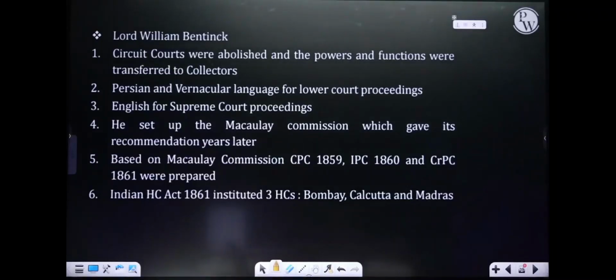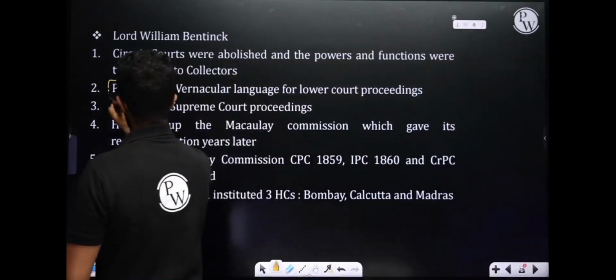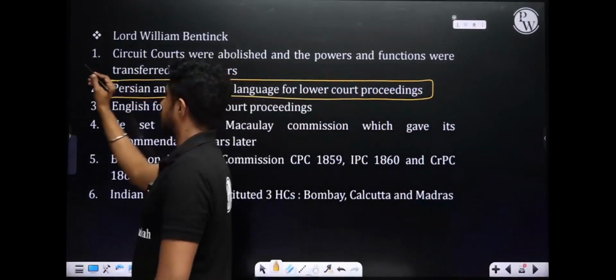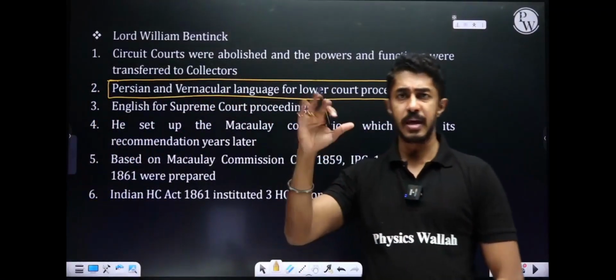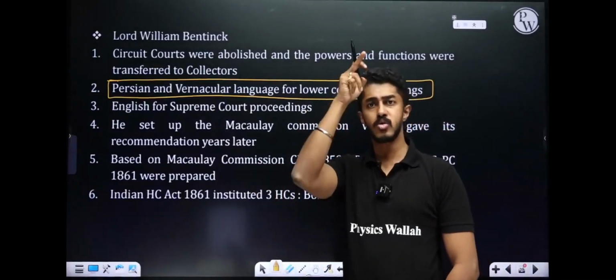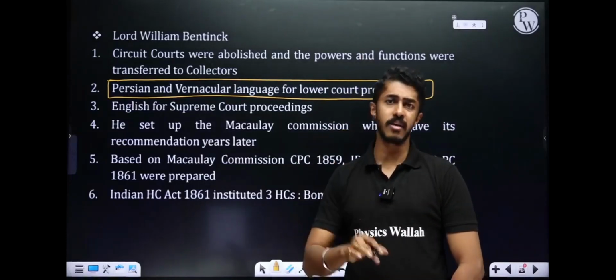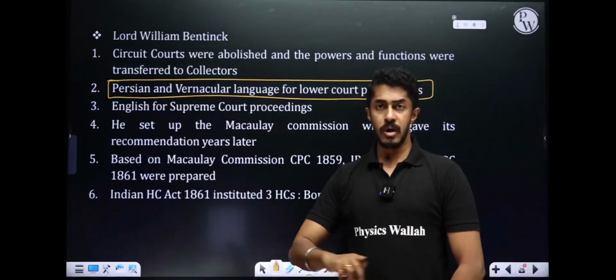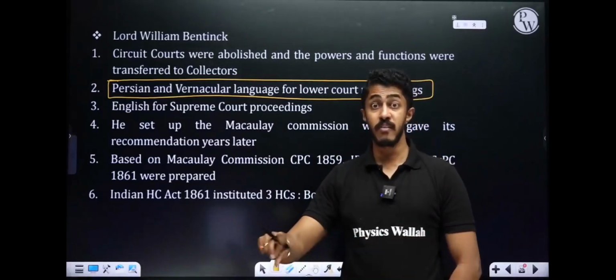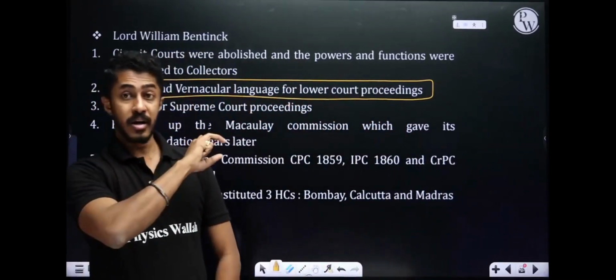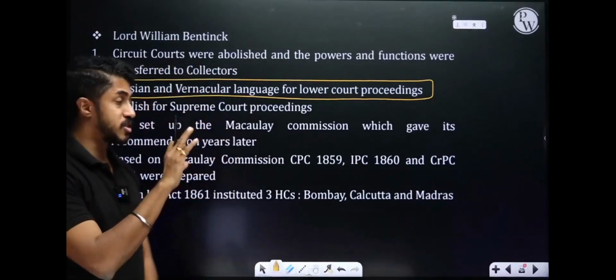Lord William Bentinck. Circuit courts were abolished and the powers and functions were transferred to collectors. Persian and vernacular language for lower court proceedings. English for Supreme Court proceedings. Yeah, which is there even today. In local languages you can deal with a case in the lower court, but as you go to the higher court, Supreme Court, it is largely English language. Why English language? To give clarity. There should be no confusion with regard to the verdict, the judicial order. That is the reason why English is preferred.